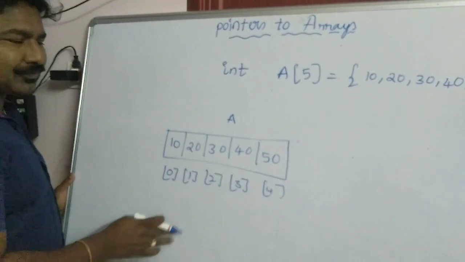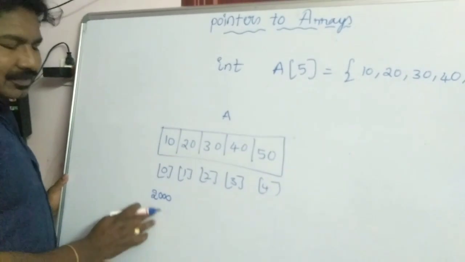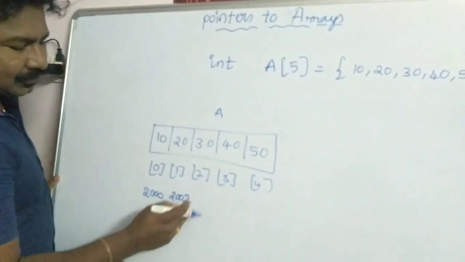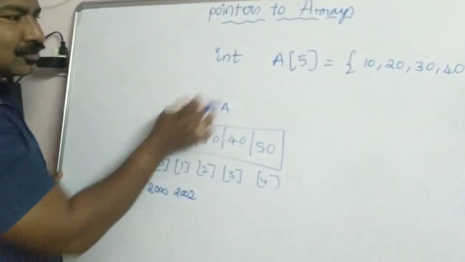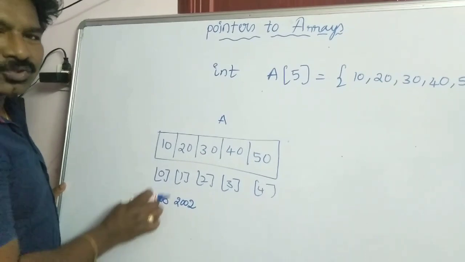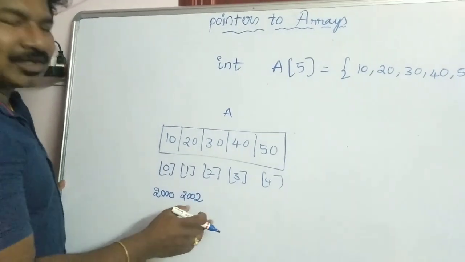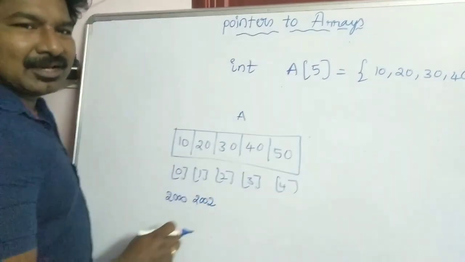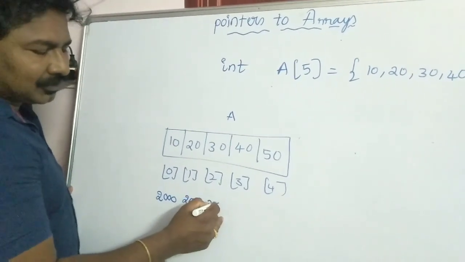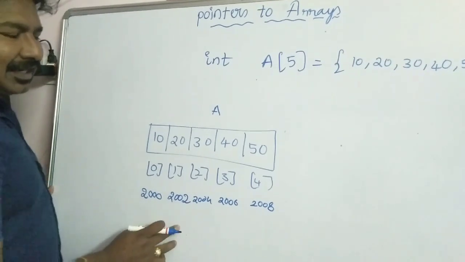Assume the base address of the array, that is the address of the first element, is 2000. The address of the next element will be 2002. Why is this 2? Because each element is of integer type, and the size of each element is 2 bytes. So the first element takes the addresses 2000 and 2001, and the second element takes 2002 and 2003. So every element's address differs by 2. So these are 2002, 2004, 2006 and 2008. So these are the addresses.